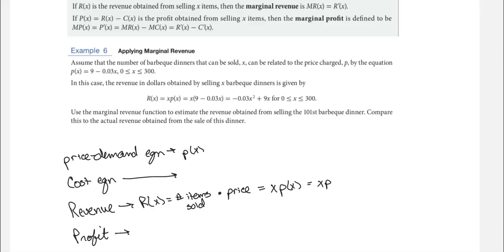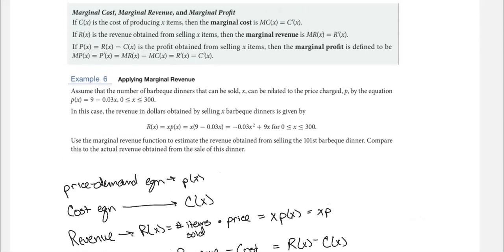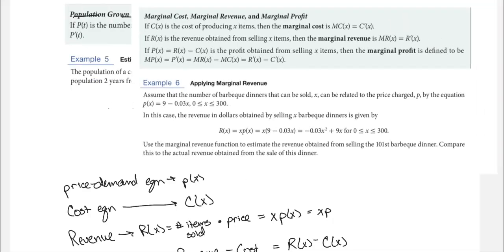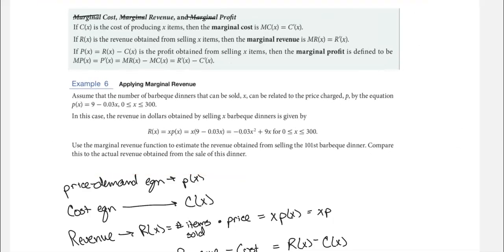And then profit is how much you have after you've accounted for cost, which we would call C of X. So profit, I'm going to use capital P here, is going to be revenue minus cost, which would be R of X minus C of X. Anytime we hear the word marginal cost, marginal revenue, or marginal profit, we're talking about rate of change. So we're going to talk about the derivative here.